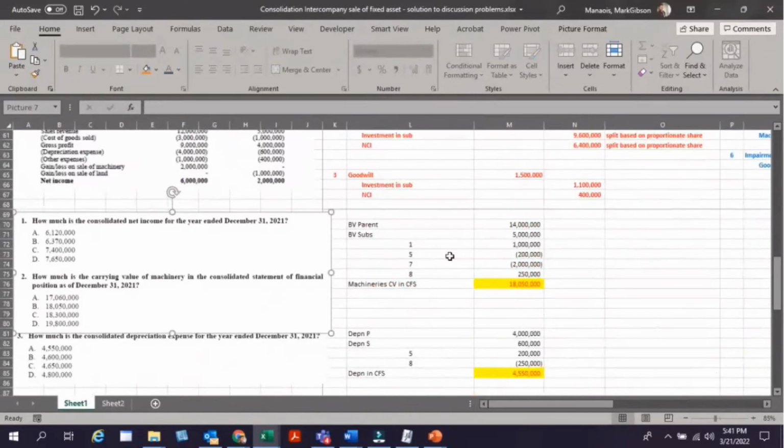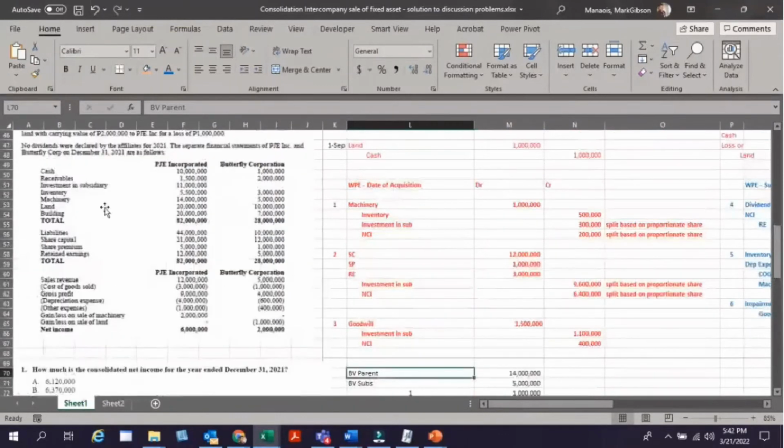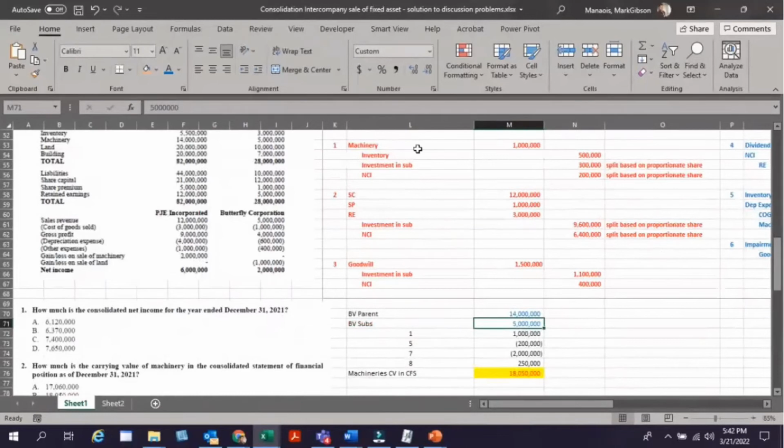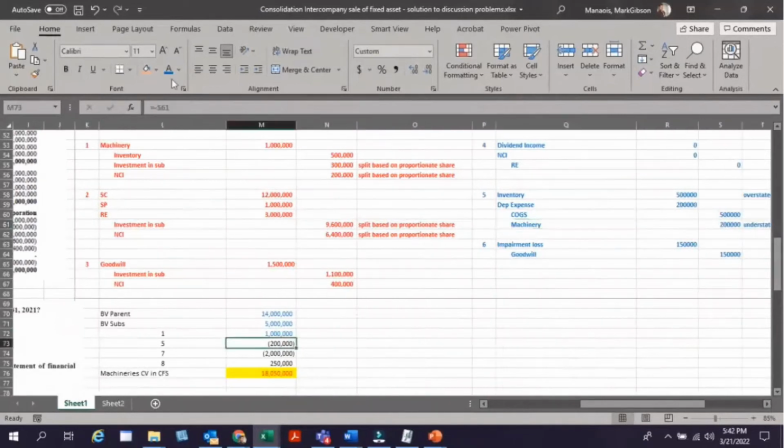How much is the carrying value of machinery in the consolidated financial statement position as of December 31, 2021? We have the book value of the parent for, ito template ulit siya, book value of the parent for 14 million. Tingnan ko lang yung machinery. Ayun, 14 million. Book value of the subsidiary, 5 million. And then of course, we have to account for the working paper entries. So entry number 1, may machinery ba? Ayun, meron. 1 million. Entry number 2, wala. Entry number 3, wala. Pagdating sa entry number 4, wala pa rin. Number 5, wala. Number 5, meron pala. Ayun, machinery, credit 200,000.